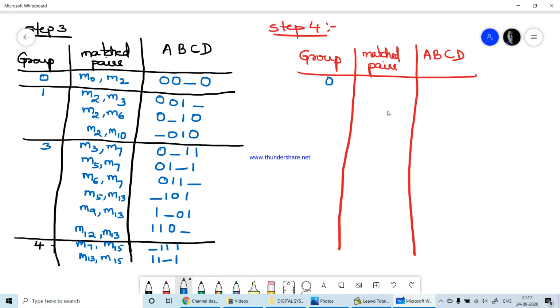Therefore M0 M2 will not be mapped, and that will behave as a first prime implicant because I am not going to tick it. Now comparing one with the second group. I'm sorry, I hope I made a small mistake here. Here it is.